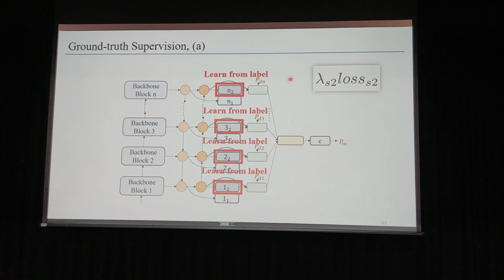Okay. We use ground truth target for these 4 layers. These 4 layers' output we call stage 2 classification prediction. And we call the loss stage 2, and we will multiply by lambda stage 2.